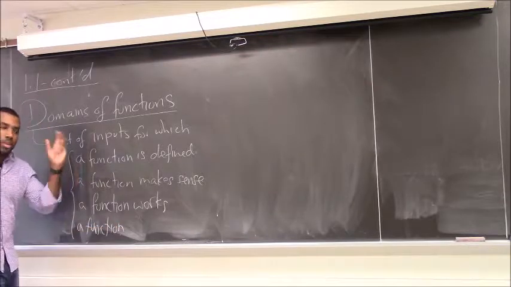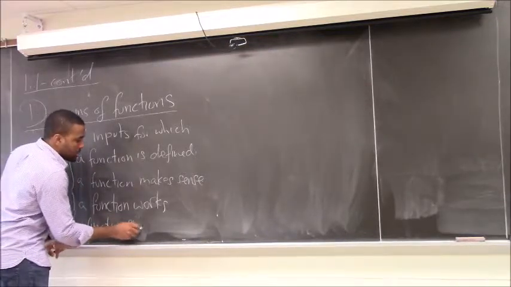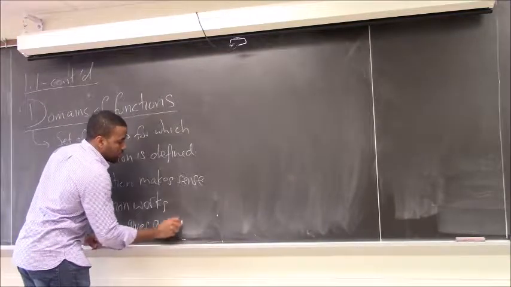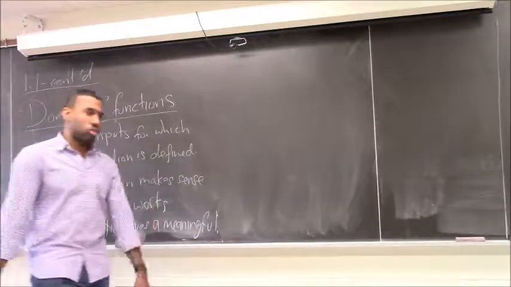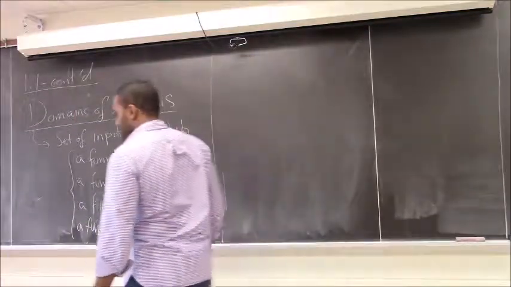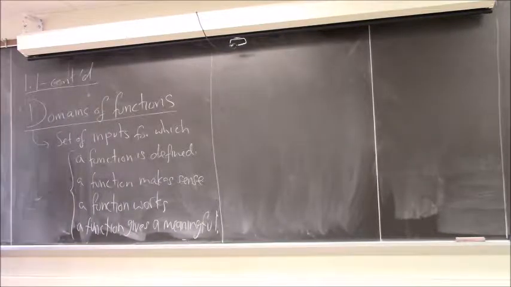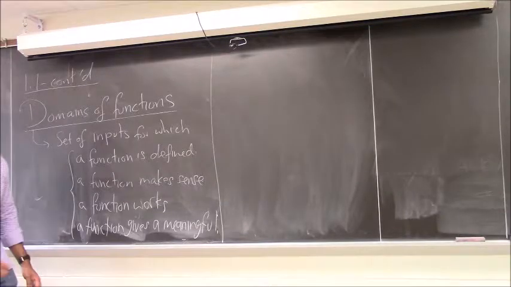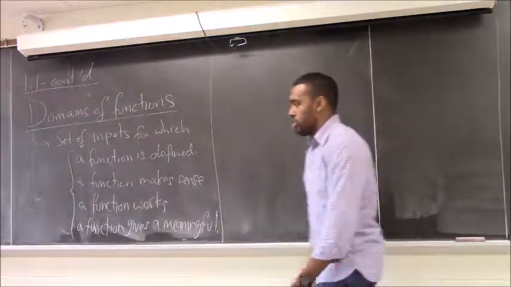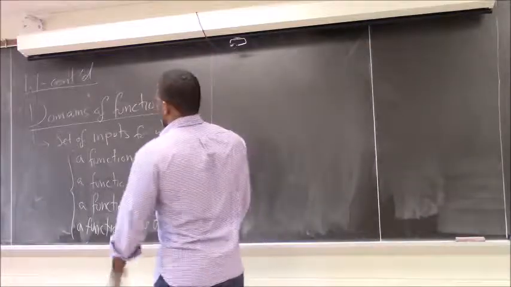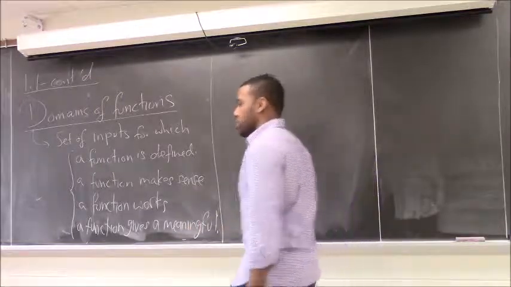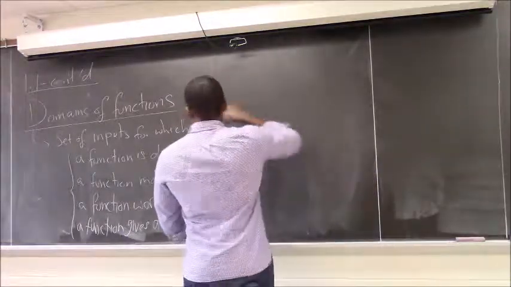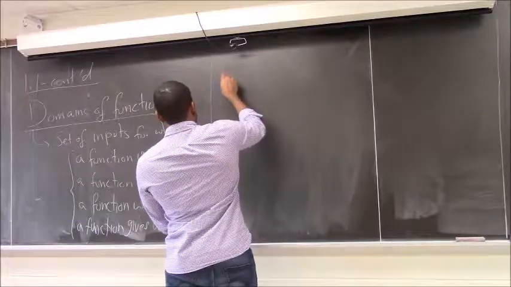Let's define what I mean. What does it mean the function works? It means the function gives a meaningful answer. Meaningful in the way we'll be using it in this class is it gives you a real number as the output. So 1 over 0 is not a meaningful answer. So any function that outputs 1 over 0 means it's gibberish. But the set of values that we can plug into a function and it will give us some meaningful answer, we call that set the domain, the set of inputs.